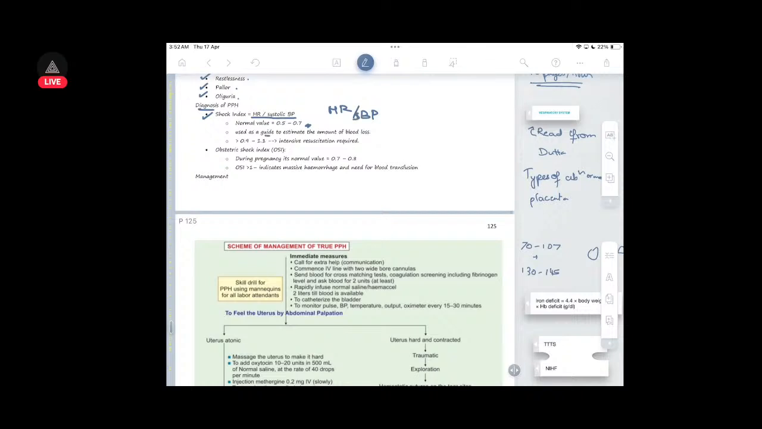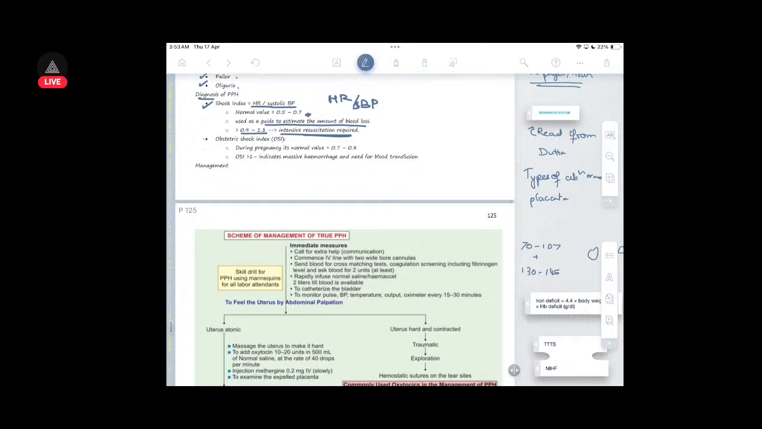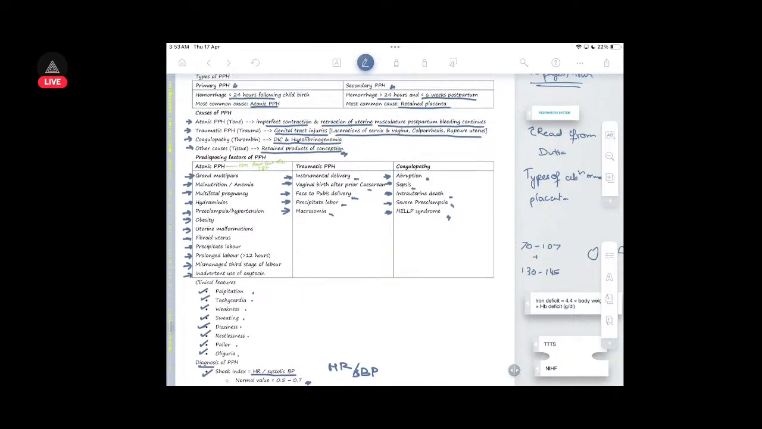Used as a guide to estimate the amount of blood loss, and more than 9 to 11 means intensive resuscitation is required. The obstetric shock index during pregnancy has a normal value of 0.7 to 0.8. An OSI of more than 1 indicates massive hemorrhage and the need for blood transfusion.